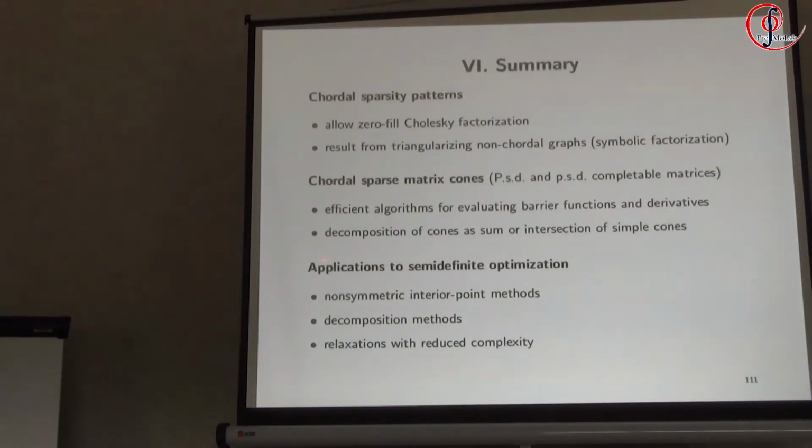Chordal structure is interesting because it allows us to evaluate the barrier functions and derivatives efficiently and use that in an interior point method. And another property of these chordal sparse matrix cones is that we have these interesting decompositions. So we can express these cones as a sum or an intersection of very simple cones. And that's very useful for decomposition purposes. And then we looked at two of these three applications.